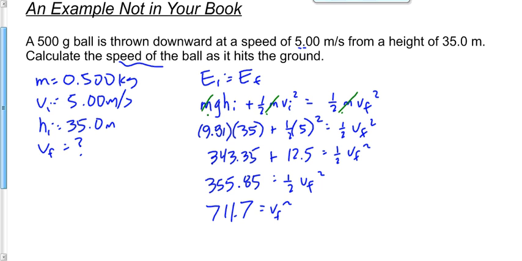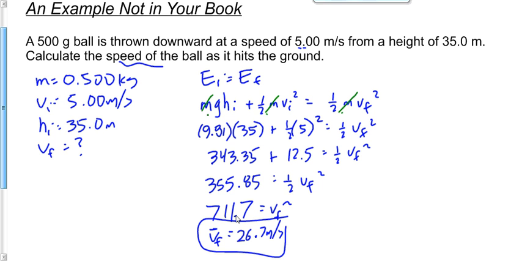And then we're going to square root that, and we should get, I don't know, maybe 26, 27 meters per second. Who's got a value for that? 26.67, or we'll just say 27.7 meters per second, right? Oh, sorry, 26.7. Somehow I'm rounding the wrong digit there. Good.